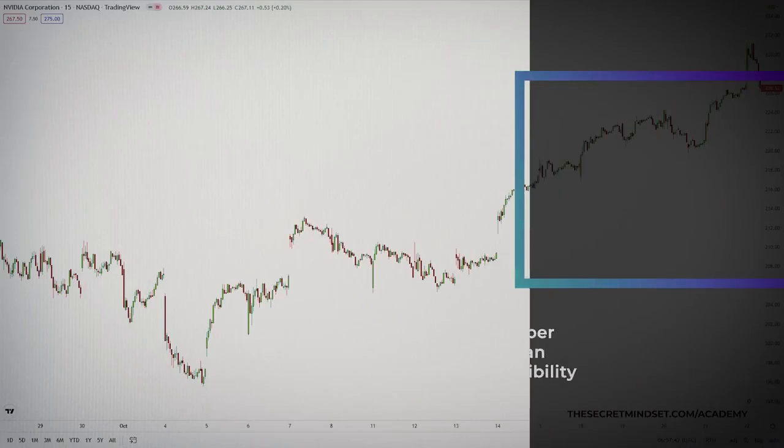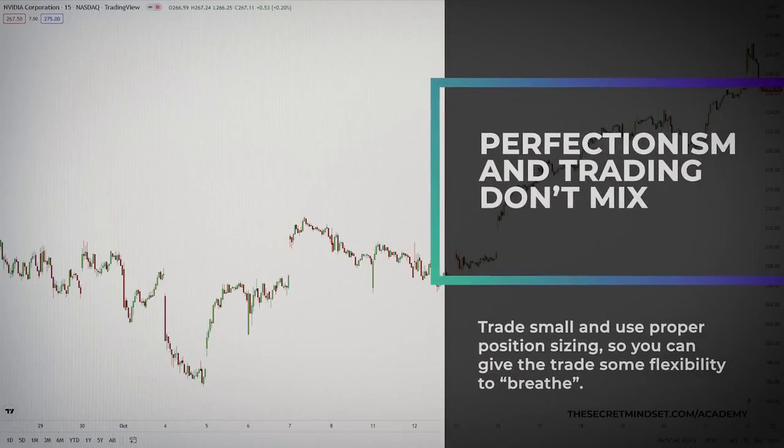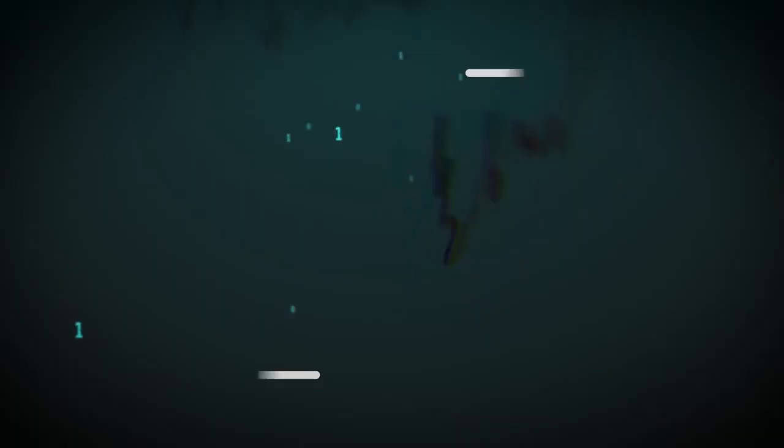So don't expect perfection on the charts that you trade. This is one of the reasons to trade small and use proper position sizing, so you can give the trade some flexibility to breathe.